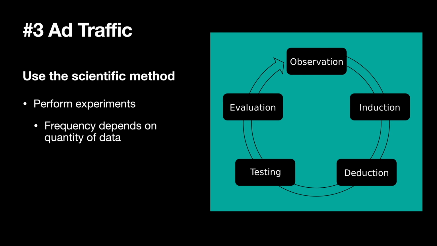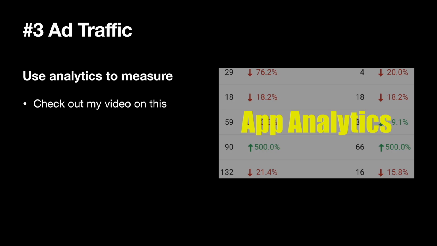So basically, you're running experiments on some interval, and the frequency of those experiments depends on how much data you have. If each day you're only getting like 1 or 2 downloads, then you might not have the volume in order to properly run these experiments. So you really want to have higher volume here, otherwise your experiments aren't really going to matter. And like I said, you need to use analytics to measure these things, and I've made a full separate video on app analytics. If you want to check that out, I'll leave an annotation in the top right of the screen.